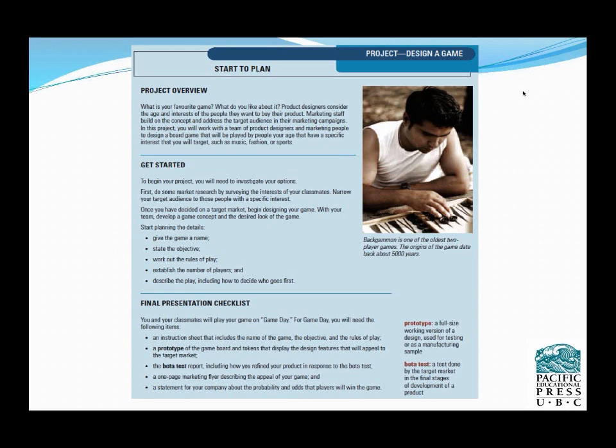the market research part. You want to ask your students in the class, their fellow classmates, what are your interests? If it turns out everybody is really into skateboarding, they might decide, okay, our board game is going to target students interested in skateboarding and design it from there.